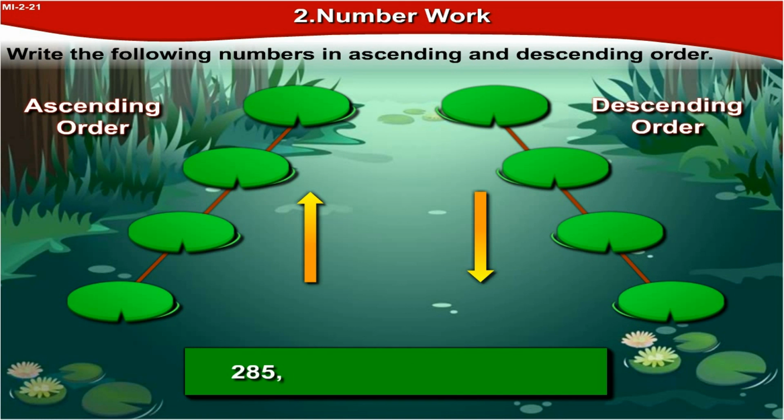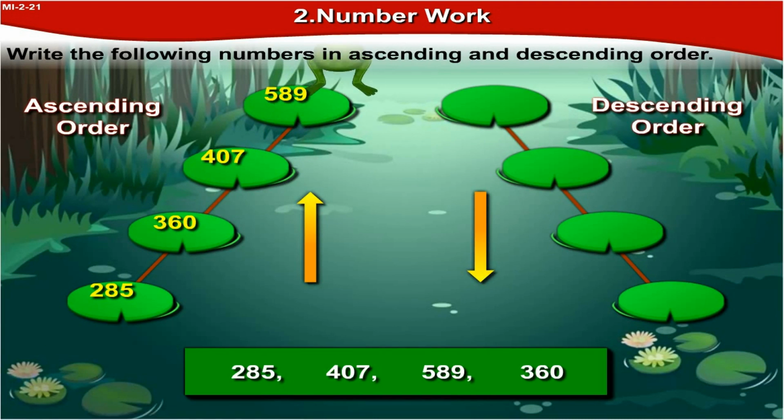Next set of numbers are 285, 407, 589, 360. Now the smallest number is 285 and the biggest number is 589. In 407 and 360, 360 is smaller, so the ascending order is 285, 360, 407, 589, while the descending order would be 589, 407, 360 and 285.